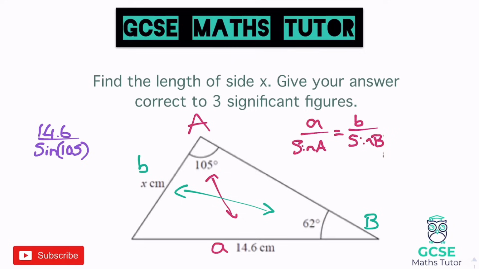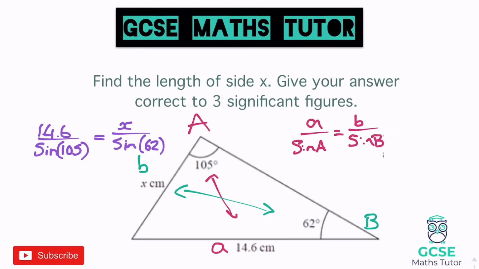So we've got 14.6 over sine 105, and that has to be equal to x, which is my little b, over sine 62. And again I'm going to put that into a bracket. Obviously, this is a calculator topic, so you will need your calculator to hand for these questions. So we've got 14.6 over sine 105 is equal to sine x over sine 62. Now I can type in 14.6 over sine 105 if I want. I can type that into the calculator.